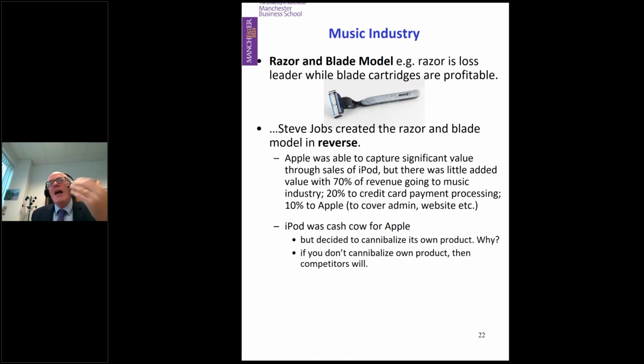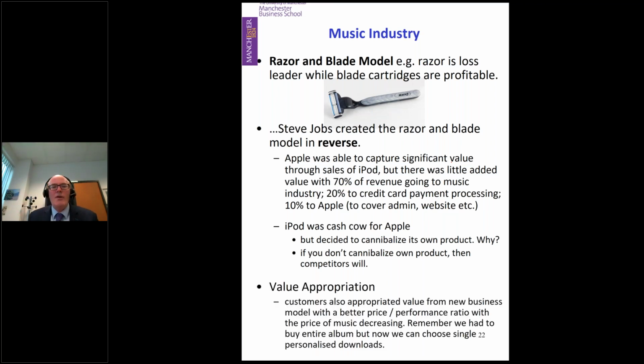Okay, and the whole idea there was that what was happening with the iPod, the actual iPod, the piece of hardware was making the money, but all the downloads of the music was not profitable. And what eventually Steve Jobs did is he cannibalized the iPod into the actual iPhone. And he simply said that if you don't cannibalize your own product, then your competitors will.